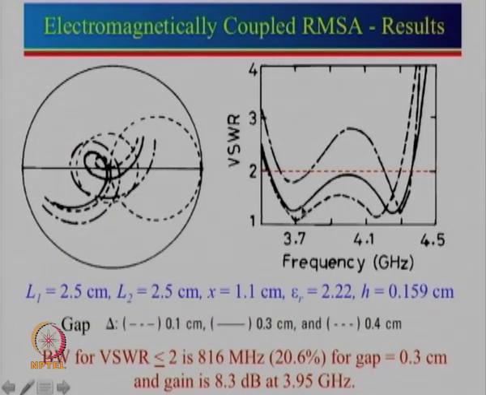So we can see that this is for that smaller loop which is for delta equal to 0.4, and this is for the larger loop for which delta is 0.3, and we can see that this is a larger bandwidth.